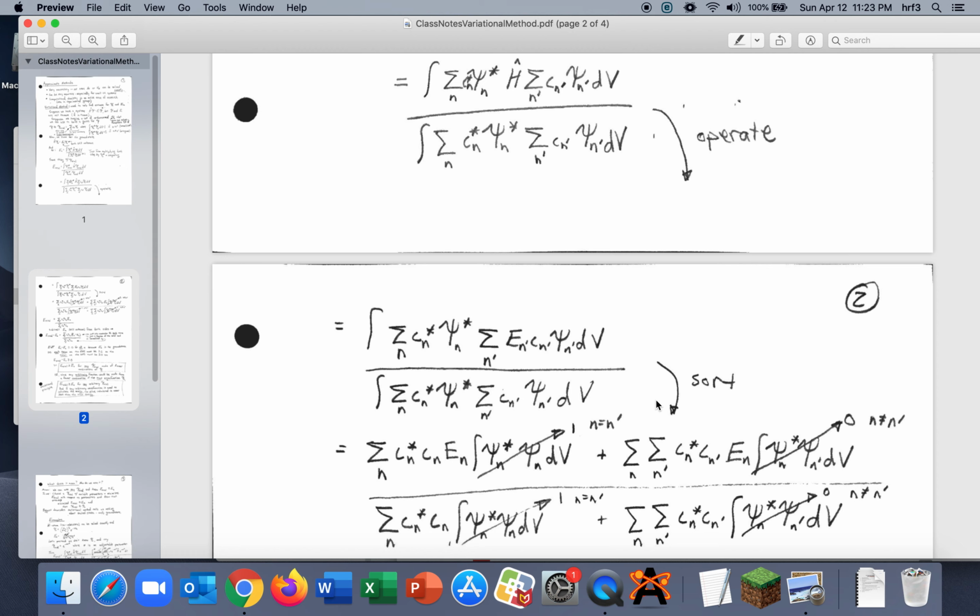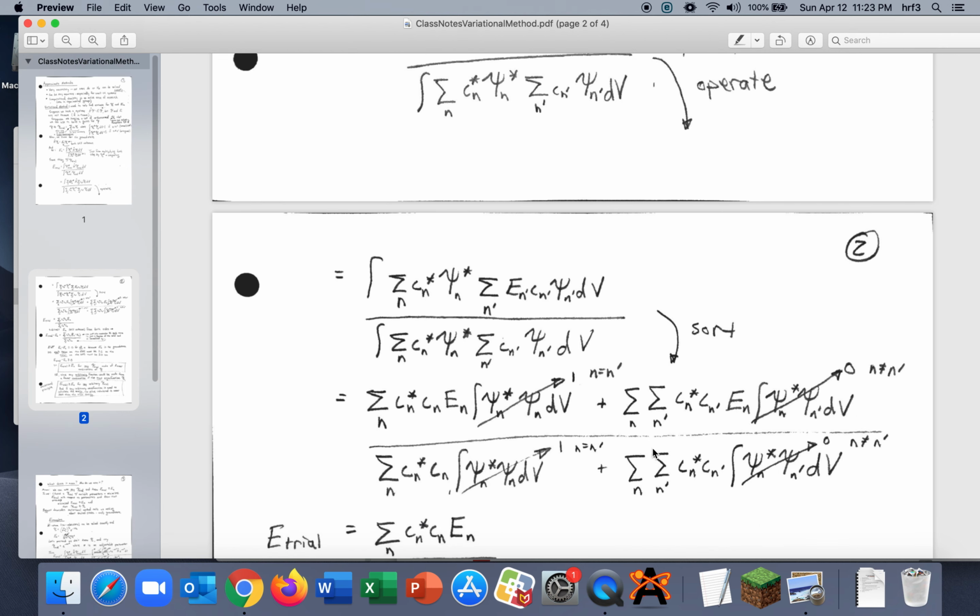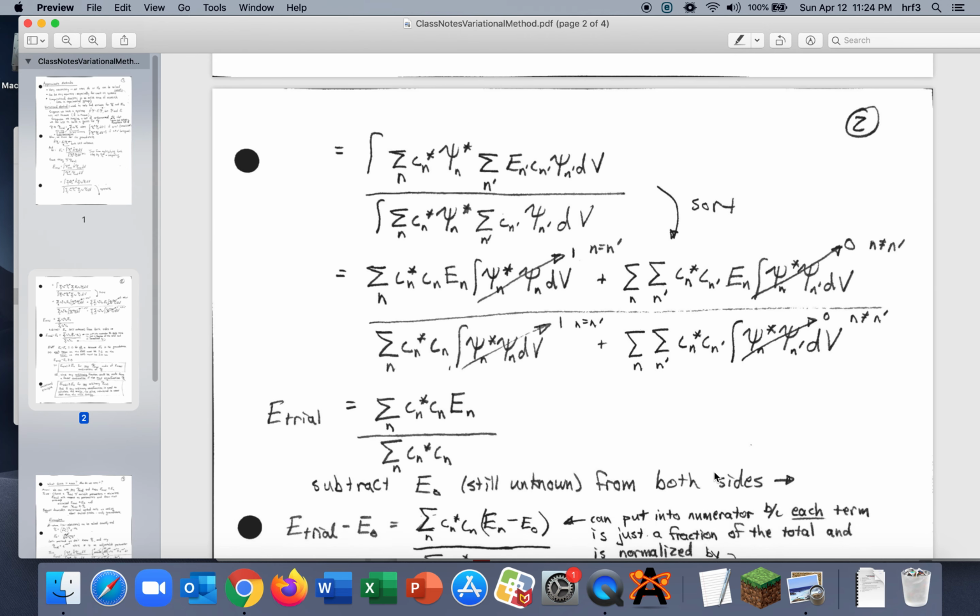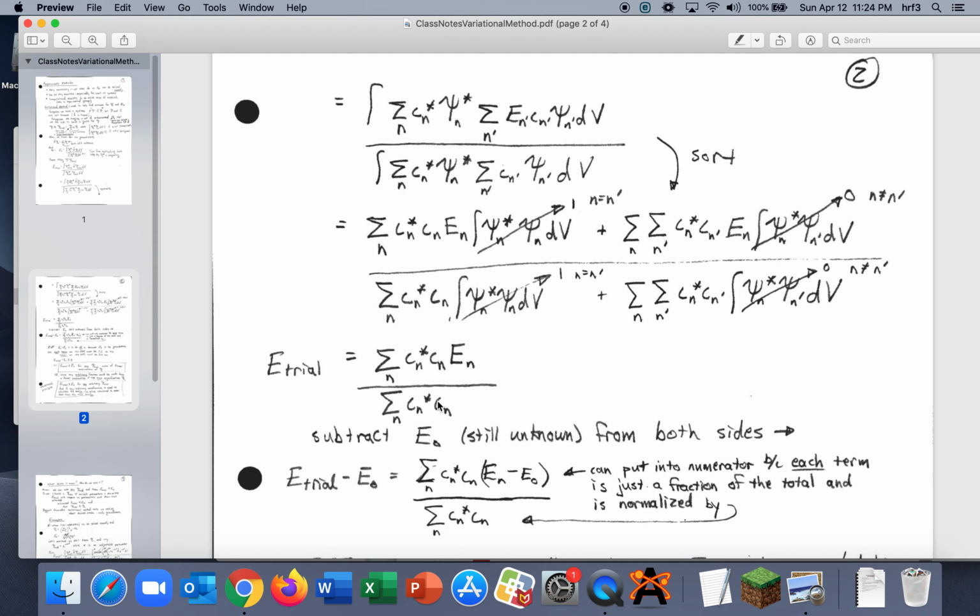All right, now we're just going to sort into terms. We'll have all the terms where n is equal to n prime, and because of normalization, all of those integrals will go to 1. And then we'll have all the terms where n is not equal to n prime, and then all those terms will go to 0. Same thing happening in the denominator, so all the integrals are either 1s or 0s, and we end up with E trial is equal to the sum over n of Cn star Cn En over the sum over n of Cn star Cn. Now, we have an expression for E trial.